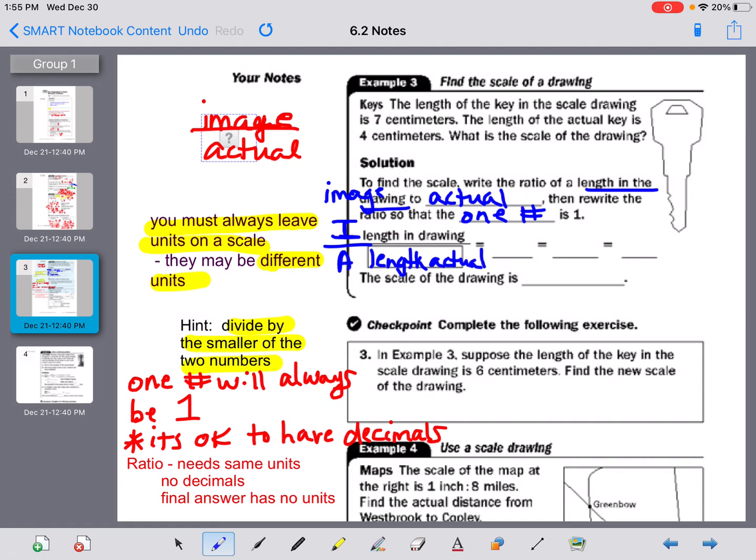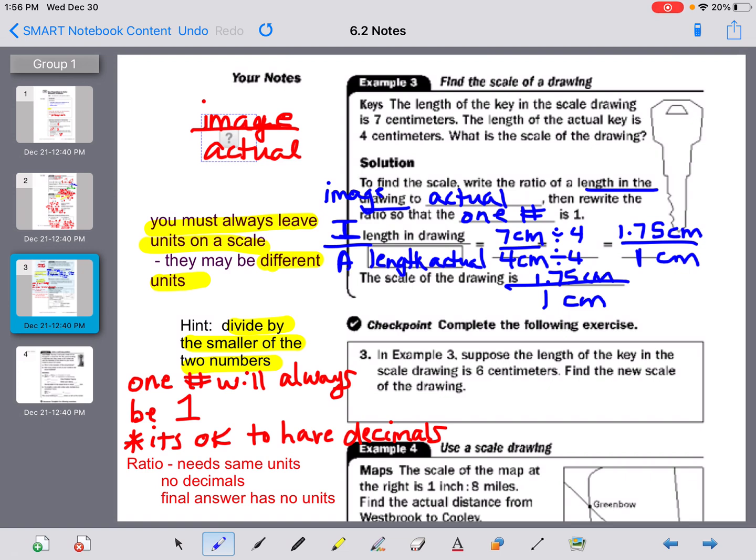So in the image, mine is 7 centimeters. Actual, it's 4 centimeters. Key. I don't care what the units are. Ignore them, but leave them there, okay? So we write them image over actual, and we divide by the smallest number. Because my smallest number is 4, I'm going to divide by it. 7 divided by 4, not real pretty, 1.75 centimeters. 4 divided by 4, well, that's obviously 1 centimeter. So that's my scale, 1.75 centimeters to 1 centimeter, okay?